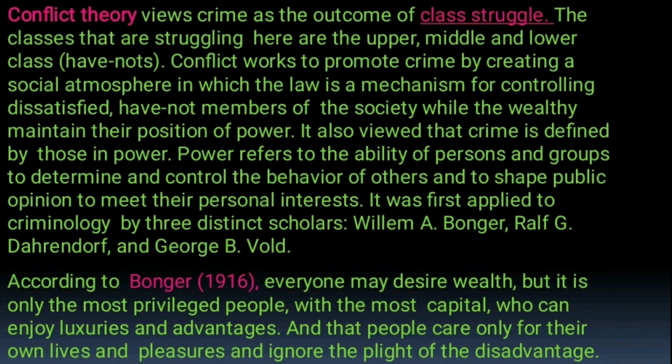It is also viewed that crime is defined by those in power. Power refers to the ability of a person or group to determine and control the behavior of others and to shape public opinion to meet their personal interests. It was applied to criminology by 3 distinct scholars. Sino yung mga distinct scholars? Si William A. Bonger, o kilala sa W.A. Bonger, Ralph G. Dahrendorf, no? And George B. Vold. At meron silang sari-sariling perception, no?